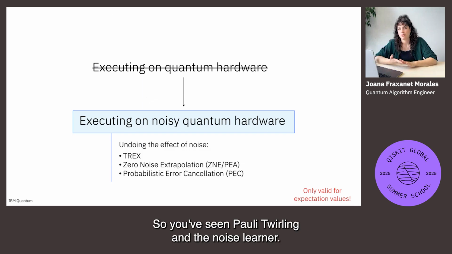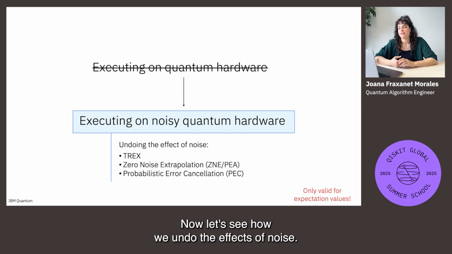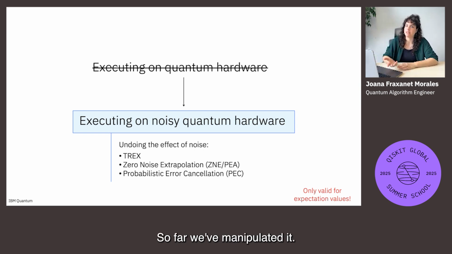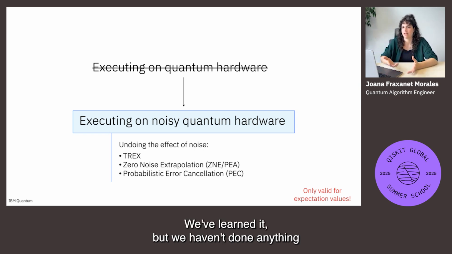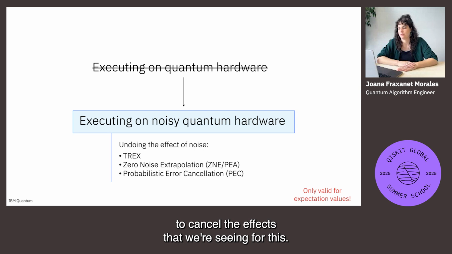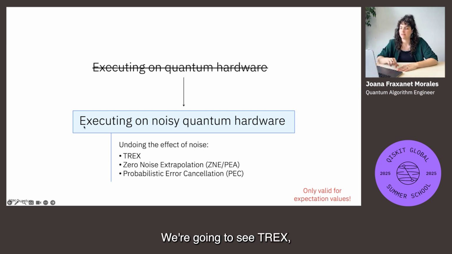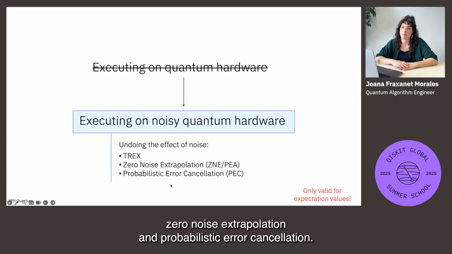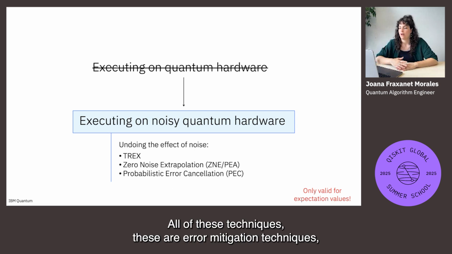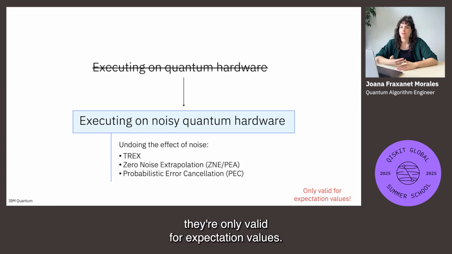So you've seen Pauli twirling and the noise learner. Now let's see how we undo the effects of noise. So far we've manipulated it, we've learned it, but we haven't done anything to cancel the effects that we're seeing. For this, we're going to see T-REx, zero noise extrapolation, and probabilistic error cancellation. All of these are error mitigation techniques, and they're only valid for expectation values.